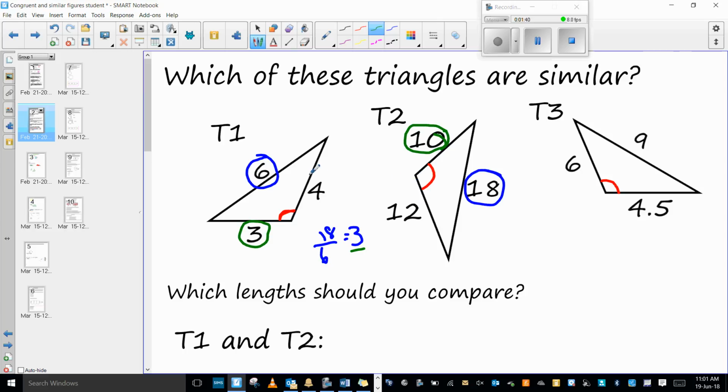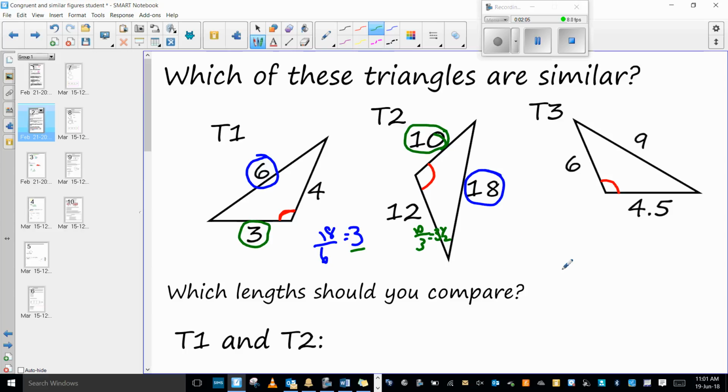Oh yes, completely your choice. You could do this small one divided by the big one. You would just have a fraction that would be the same as each other.